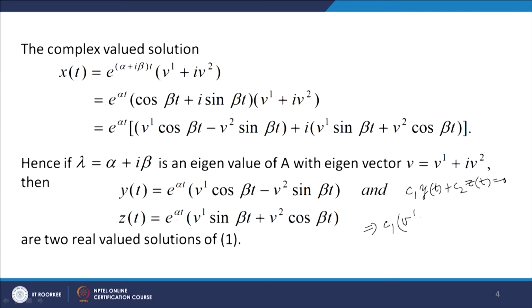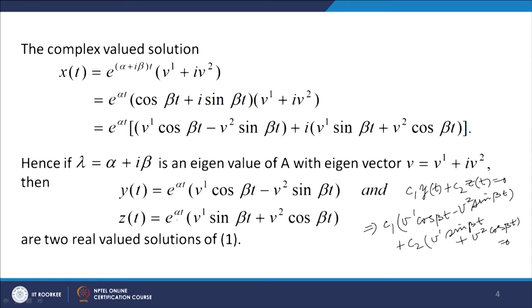C1 times (b1 cos beta t minus b2 sin beta t) plus C2 times (b1 sin beta t plus b2 cos beta t) equal to 0 after dividing by e to the power alpha t.